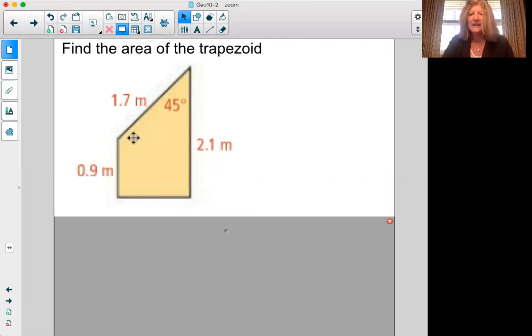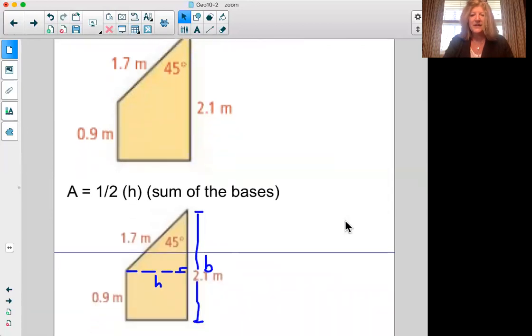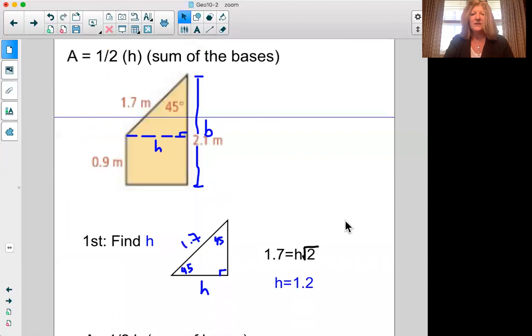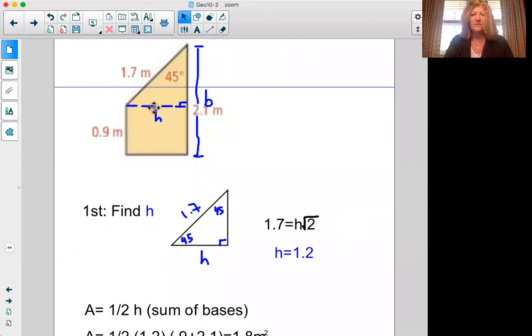But my height will be this length, and I'm going to have to do a side problem to figure it out. Now, if you draw the altitude here, you will form a 45, 45, 90 triangle that has this as its hypotenuse. And you'll have to remember the 45, 45, 90 pattern. If you draw in your height like so, then you see you have a 45, 45, 90 triangle.